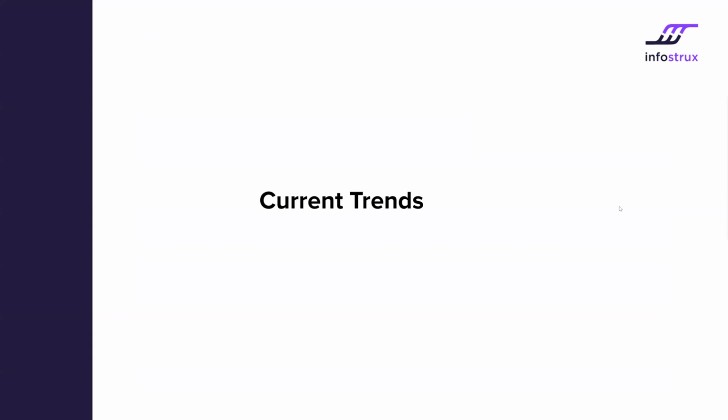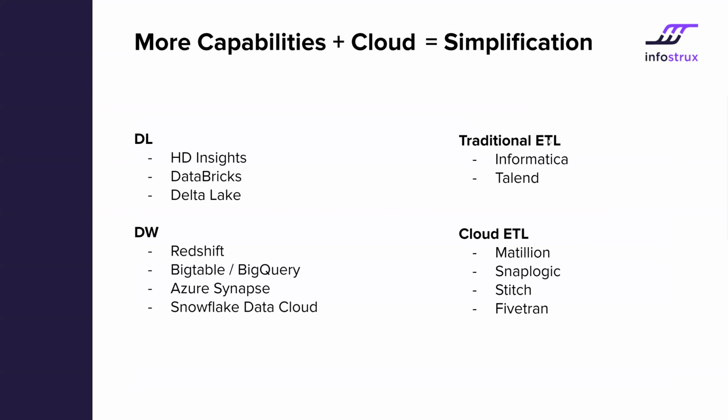So current trends, can we fix it all? Well, to some degree, yeah. So what's happening now is that the tools that we are working on these days offer more capabilities, and they quite often run on the cloud. And this leads to a good amount of simplification of the whole data engineering stack. Many different parts of technology, many different areas in technologies do this.